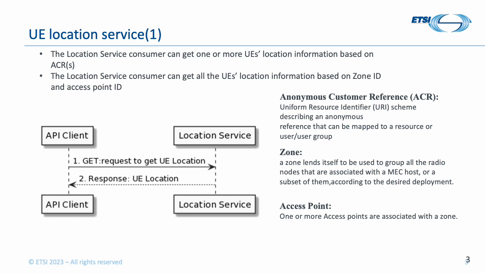The location service consumer can get all the UE's location information based on zone ID and access point ID. A zone lends itself to being used to group all radio nodes that are associated with a MEC host or a subset of them, according to the desired deployment. A zone consists of one or more access points.